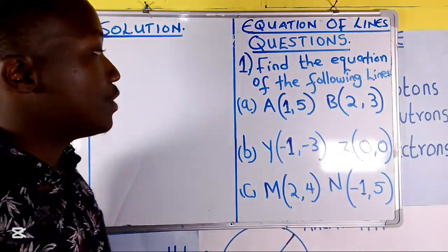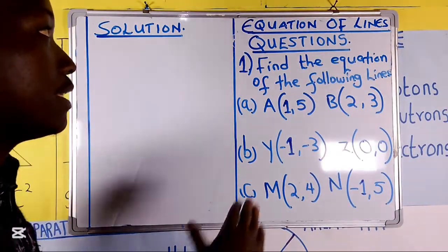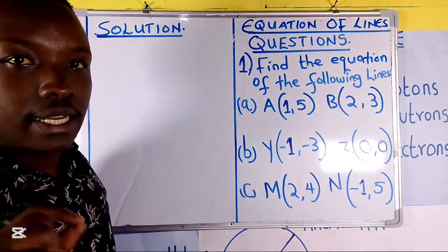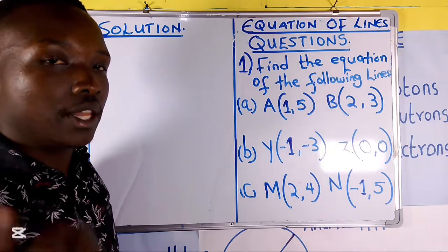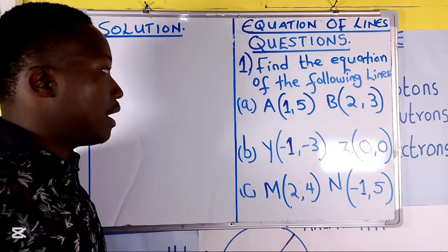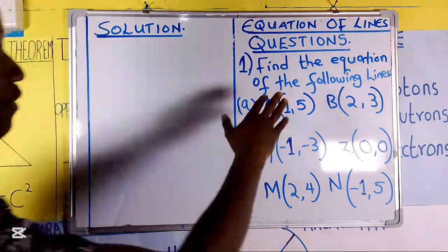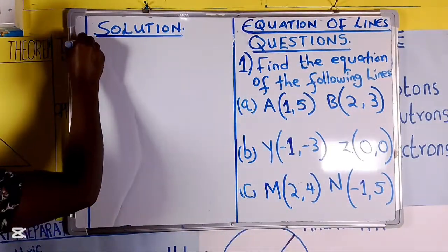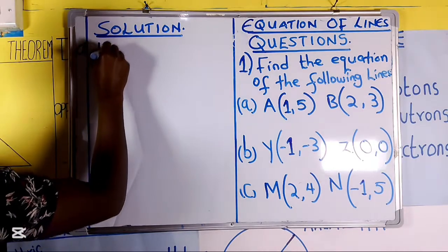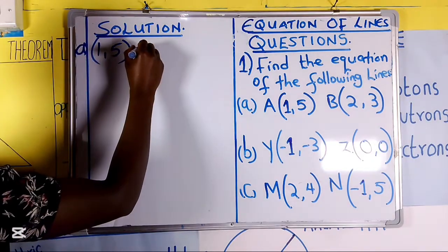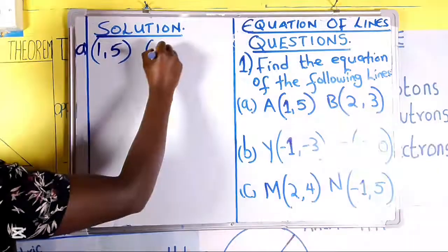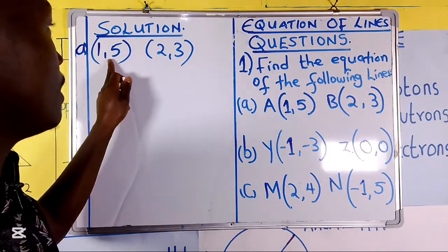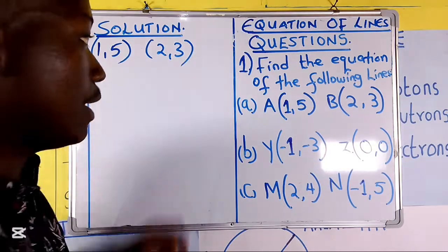So we have a set of questions here that I want us to do, that is determining the equation of a line. Let us consider this as lesson number 2 or episode 2, the continuation of what we did in our first lesson. So we have our first question: find the equation of the following lines. A is (1, 5) and B is (2, 3). The coordinate of A is (1, 5). The coordinate of B is (2, 3).